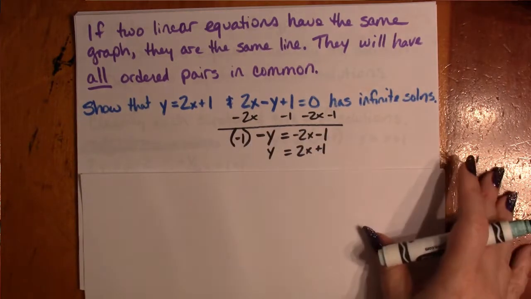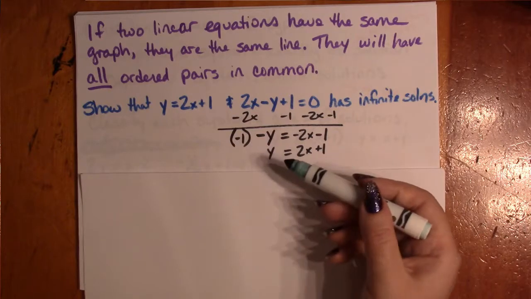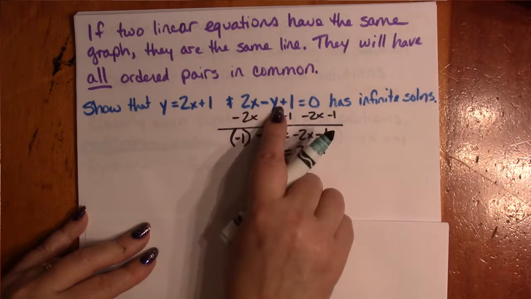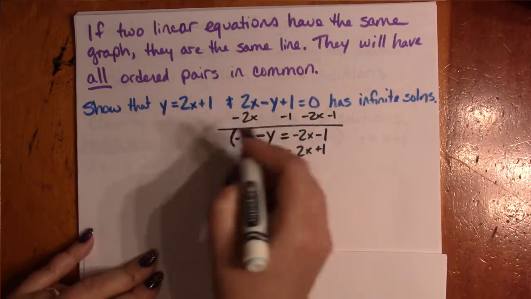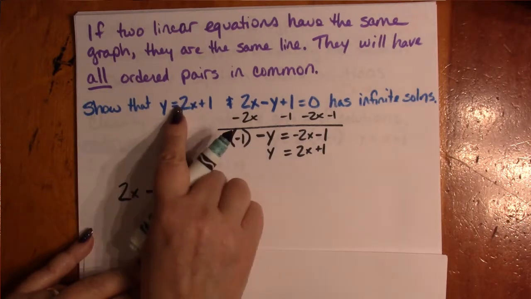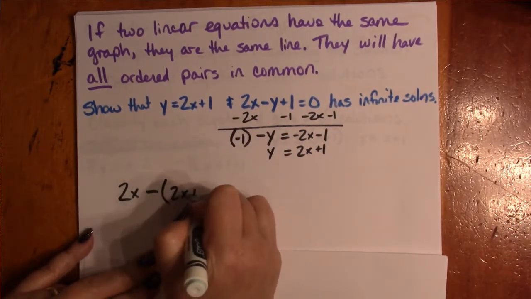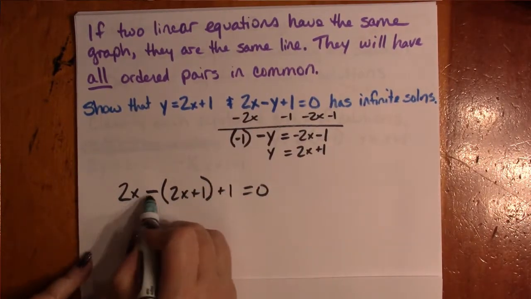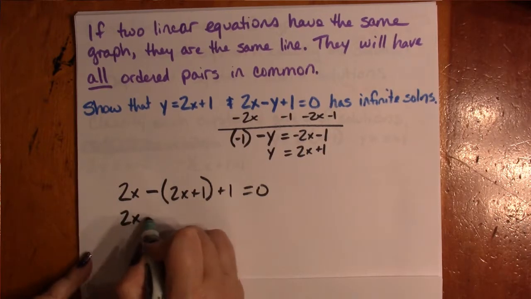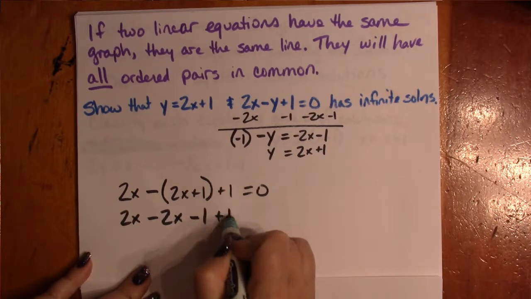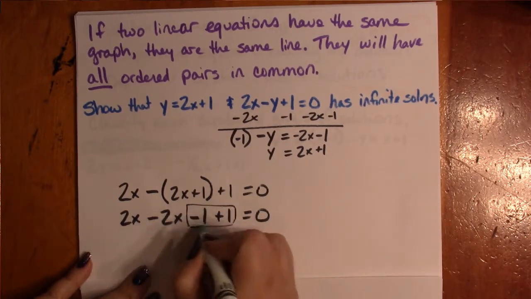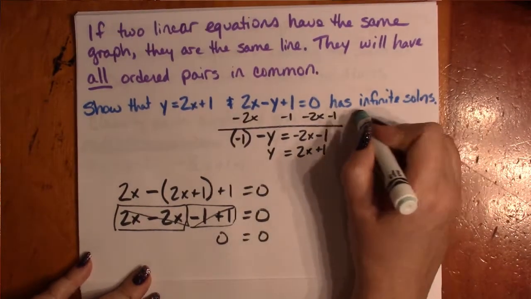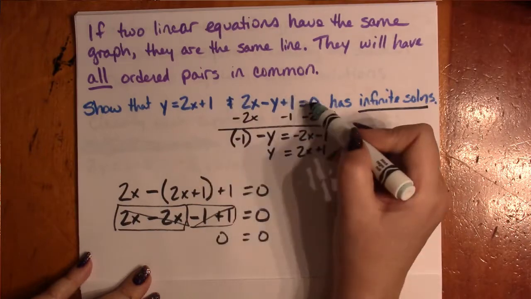You can show this by graphing. You can also show this by finding a point. You can also stick this in for y. So 2x minus y, 2x minus (2x plus 1) equals 0. So if I distribute this negative sign, 2x minus 2x minus 1 plus 1 equals 0. And sure enough, these two cancel out and these two cancel out, and I have 0 equals 0, which means there are infinite solutions for these two equations.